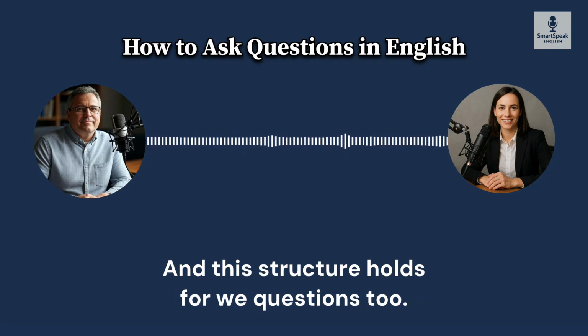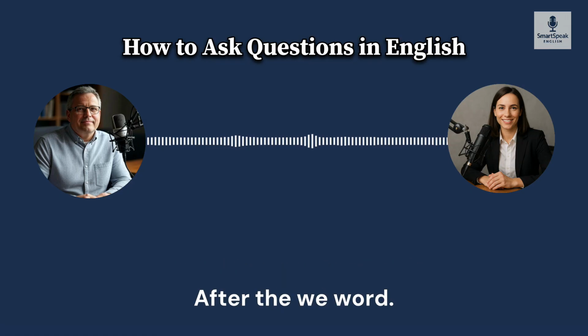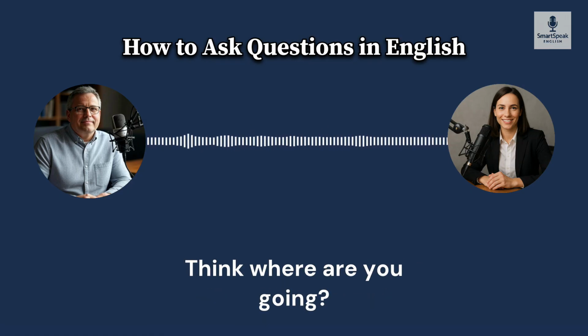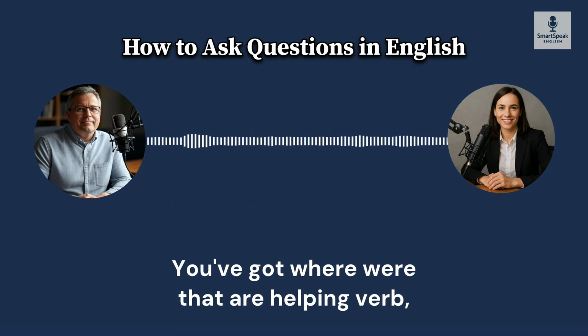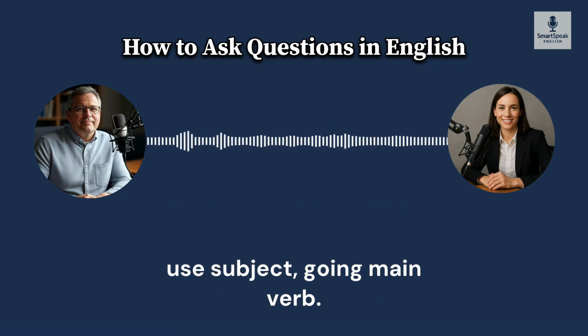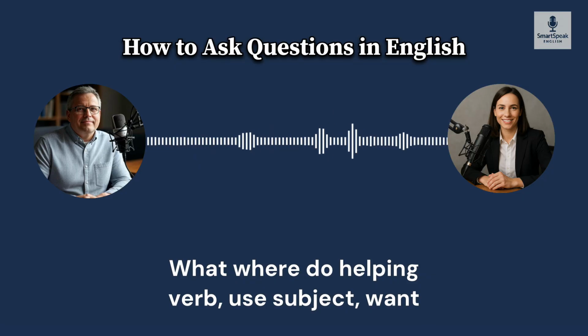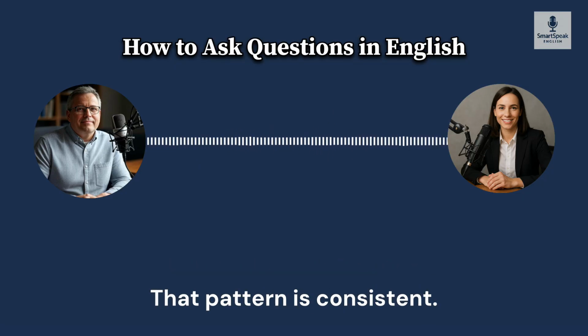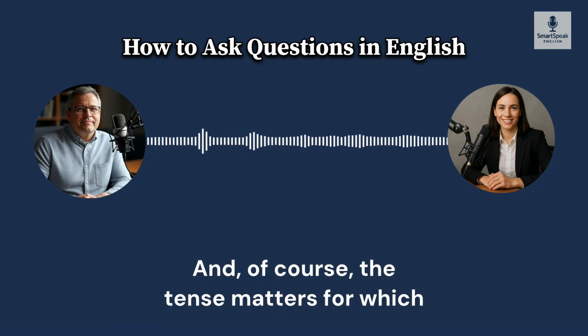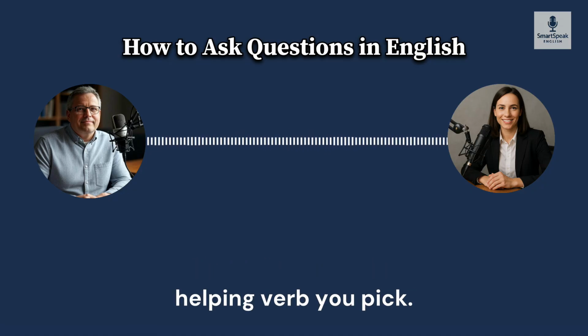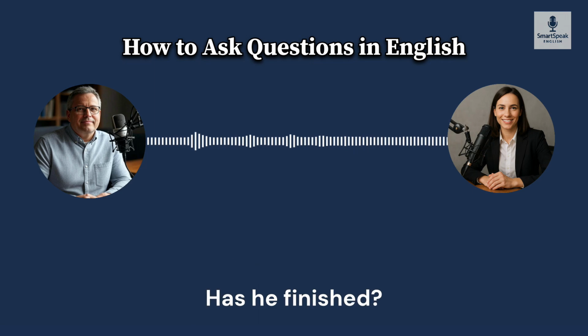And this structure holds for wh questions too, right? After the wh word. Yes. Think, where are you going? You've got where, the wh word, then our helping verb, are, you, subject, going, main verb. Or what do you want? What, do helping verb, you subject, want main verb. That pattern is consistent. And of course, the tense matters for which helping verb you pick. Did she call for the past? Has he finished? For present perfect.